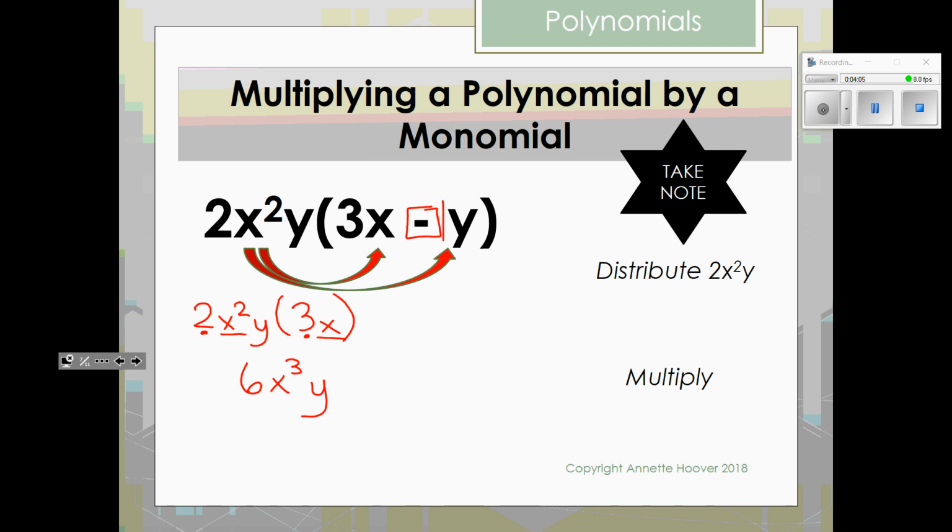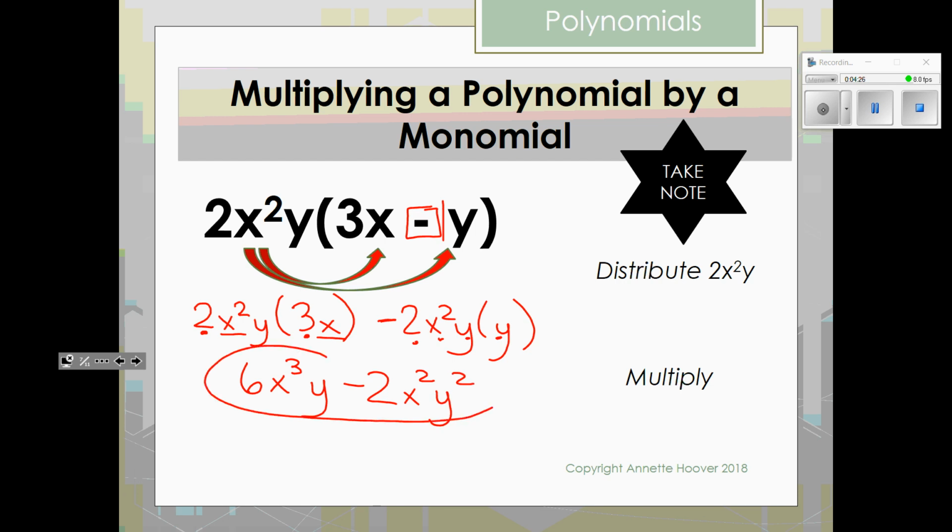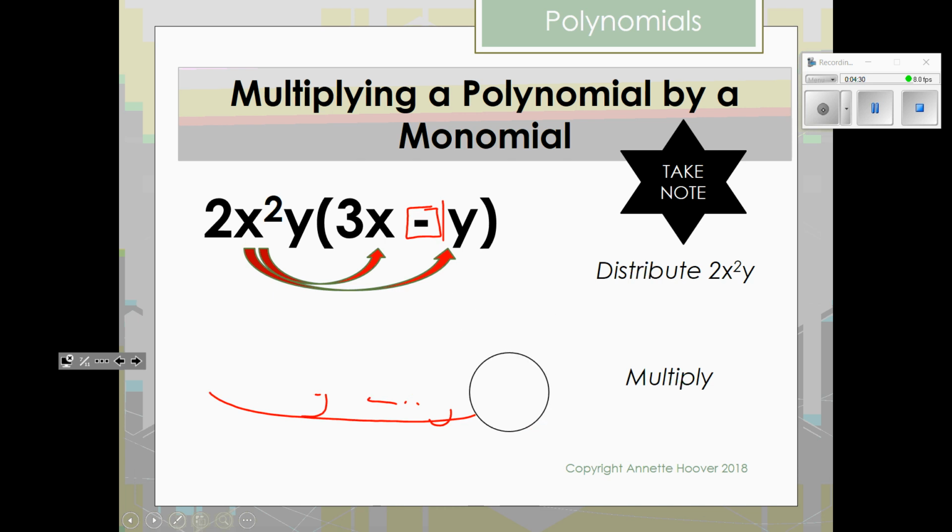That's like a -1. So in my next grouping, I have 2x squared y times a y, but it's negative. So that would be -2x squared, and then we have y times y, which is y squared. So my answer would be 6x cubed y minus 2x squared y squared.